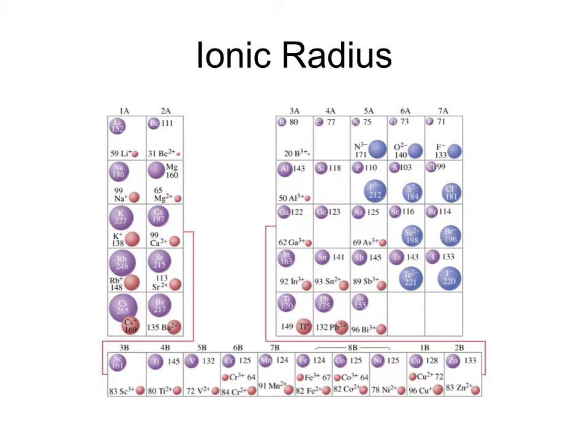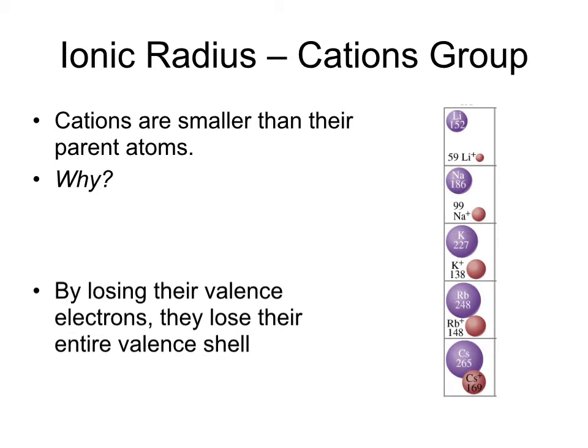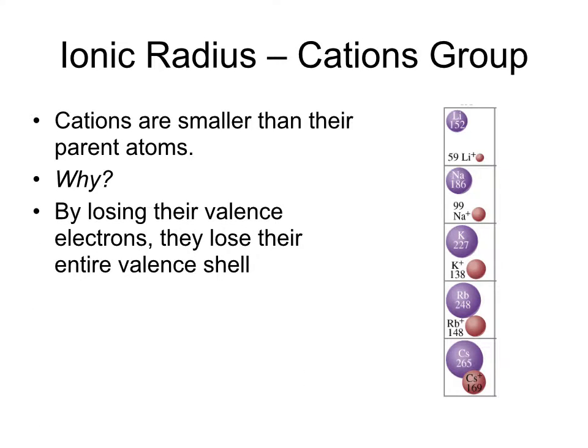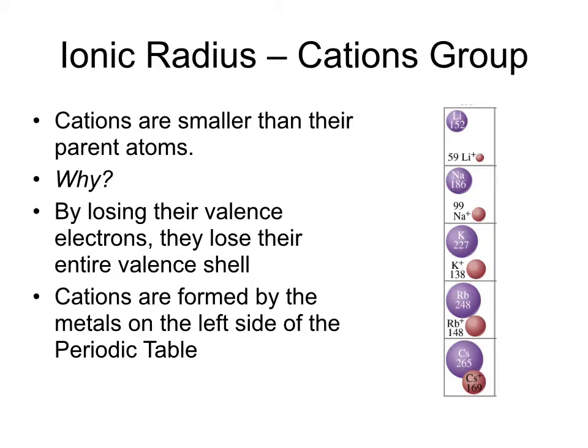First off, cations are smaller than the parent atoms. So let's take a closer zoom on that. So cations are smaller than the parent atoms. Why is that? Well, they're losing their valence electrons, and when they do this, they lose their valence shell, because we're talking about the first two groups. So these are cations formed by the metals on the left side of the periodic table.